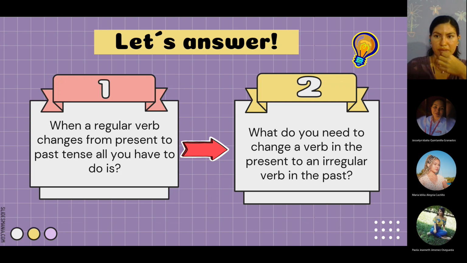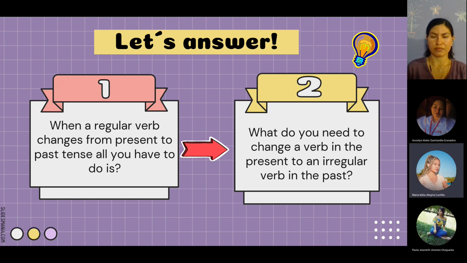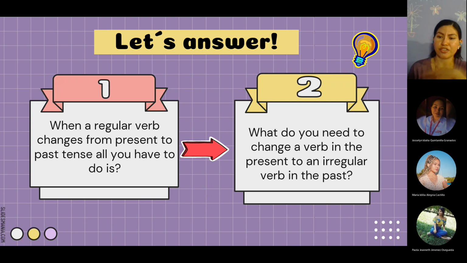And Maria, you have to share your ideas about the first question. You can do it. I share Paola's opinion because she was saying that you have to add ED, but in case the verb ends with an E, we use the letter D. Excellent, you got it. What we had to do is add ED or D at the end of the verb, right? In order to change from present tense to past tense.